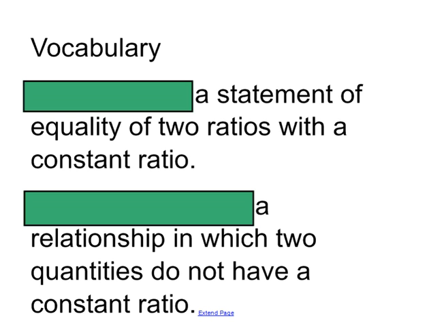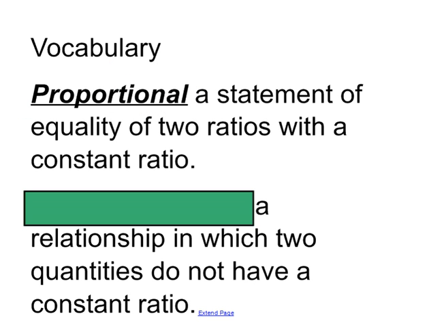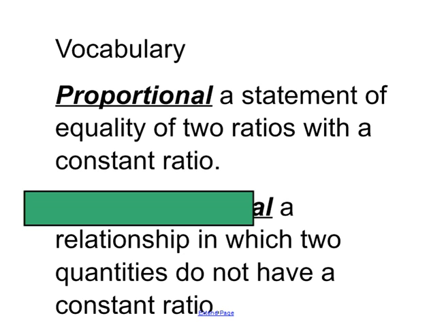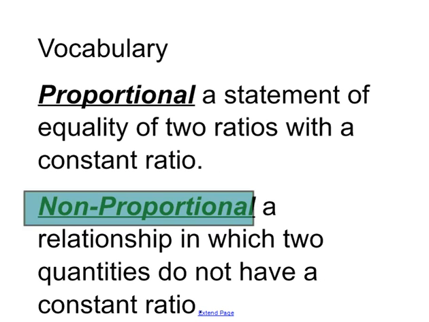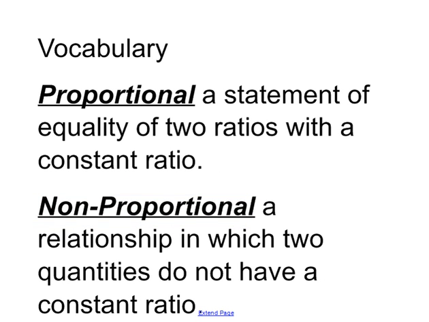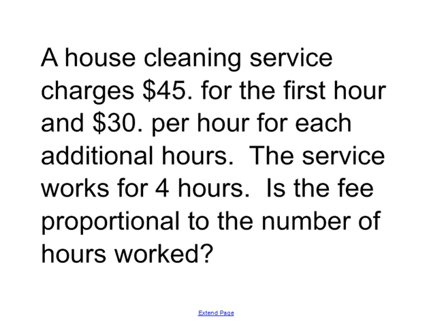Let's look at the definitions of those terms. If something is said to be proportional, it is a statement of equality of two ratios with a constant ratio. In other words, both of the ratios are equal to the same value. If it is non-proportional, it is a relationship in which two quantities do not have a constant ratio. In other words, they are not equal. Let's jump right into a problem with one of these.